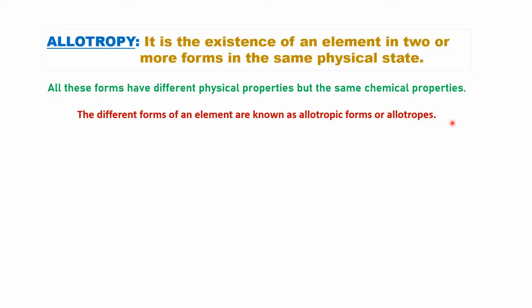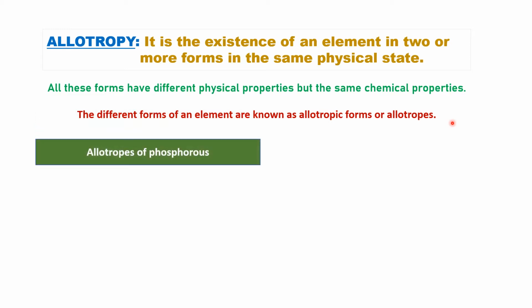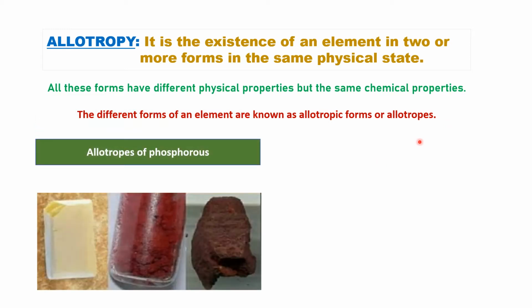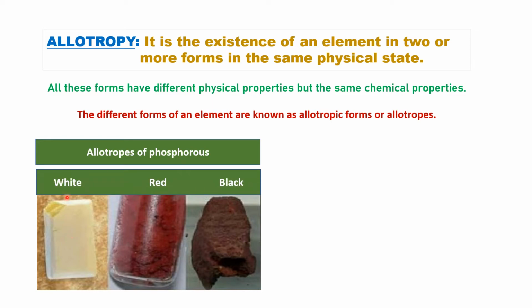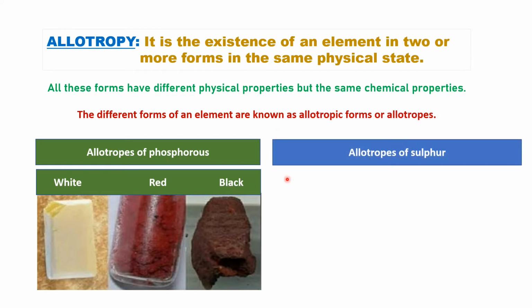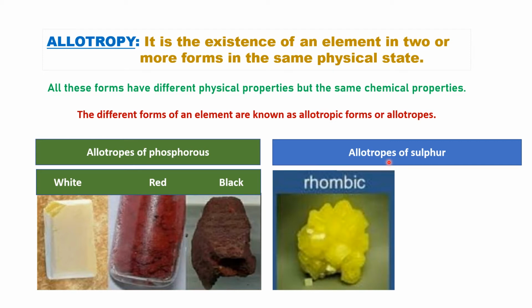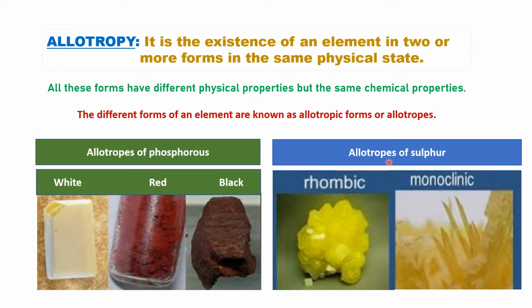Now we will see some examples of allotropes. Allotropes of phosphorus. There are three allotropes of phosphorus. First one is white phosphorus, second one is red phosphorus, and third one is black phosphorus. In case of crystalline sulfur, there are also two types of allotropes. First one is rhombic sulfur, second one is monoclinic sulfur.